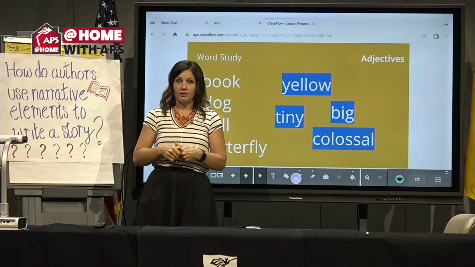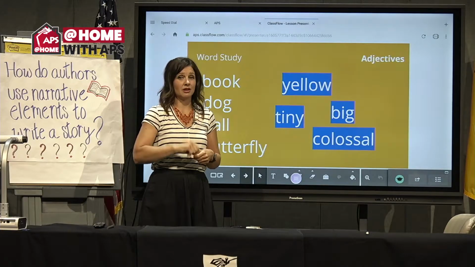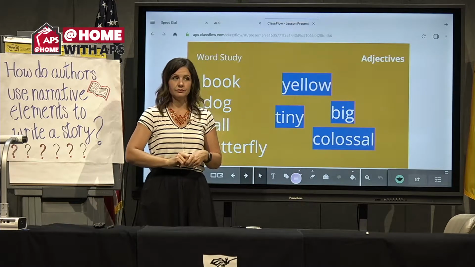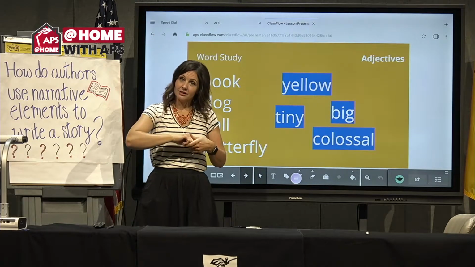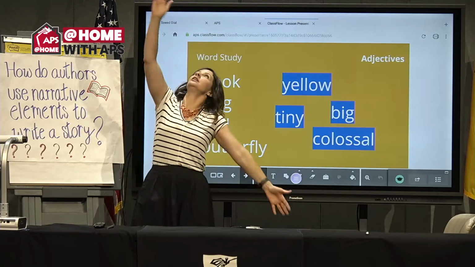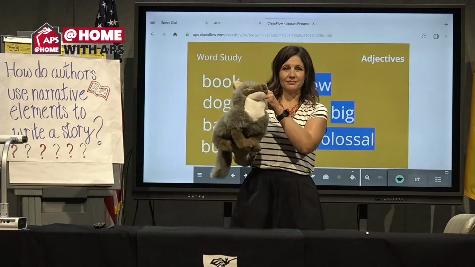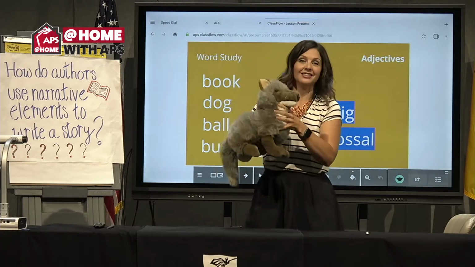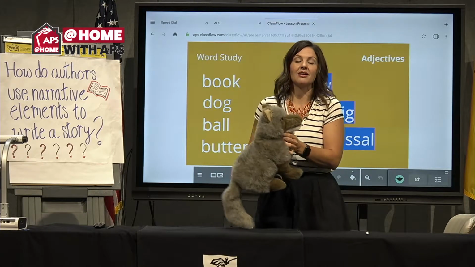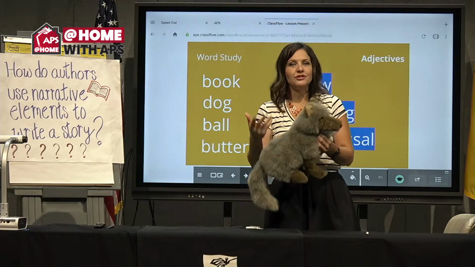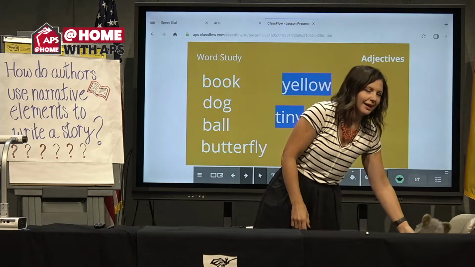If I say a dog, what comes to mind? It might be a dog that you have at your home. You might be thinking of a big dog, a tiny dog, a yellow dog, a colossal dog. Were you thinking of a stuffed dog? I don't know if you were. You might have been thinking of a real dog. Stuffed and real, those are adjectives as well. Let's keep going.